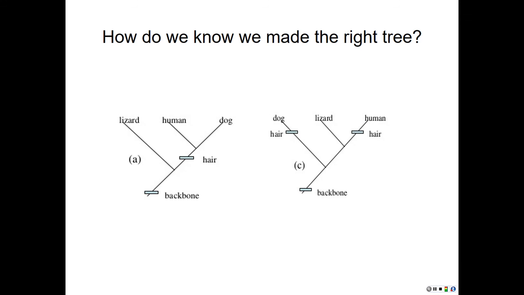So the final thing I want to talk about is, how do we know we made the right tree? Right, there's a number of different ways you can put things together. How do we know we did it right? Well, sometimes we don't. Sometimes we find out later we did it wrong. But we have to make a decision about what tree we're going to go with. And the way we do this is using the principle of parsimony.